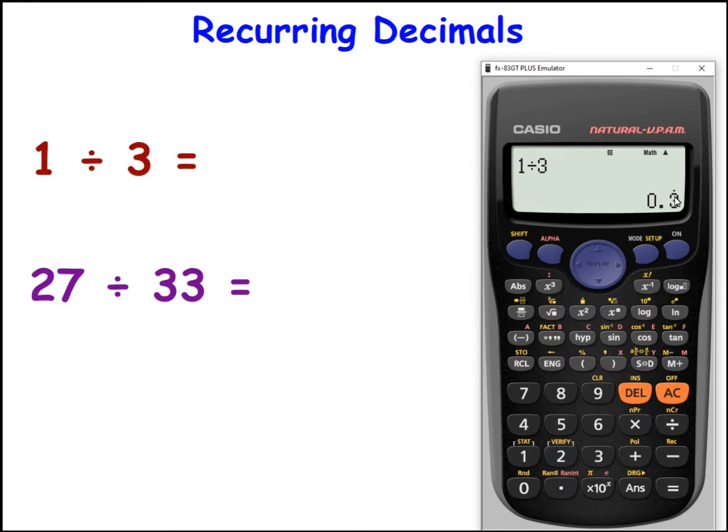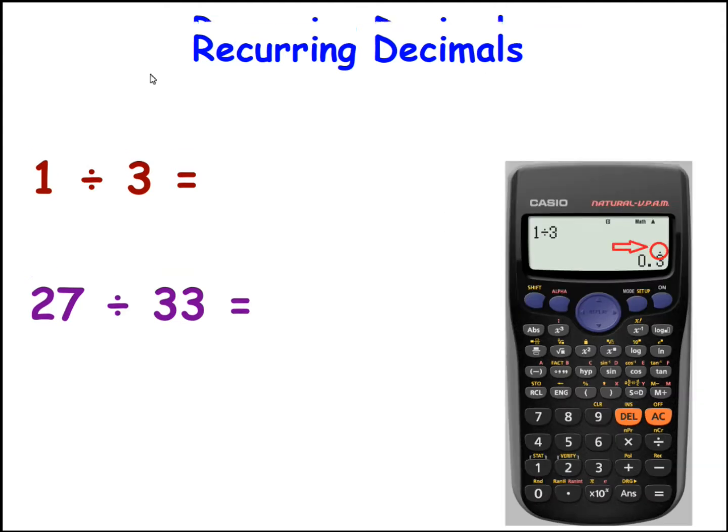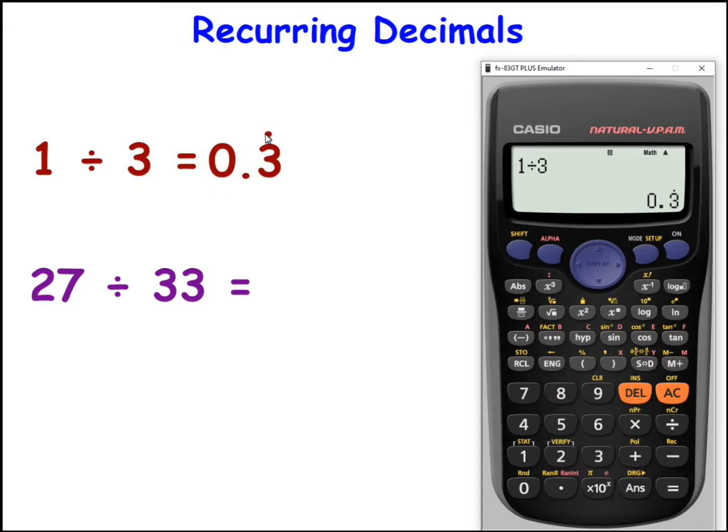If you don't write the dot above the 3, it is a different answer and you will be marked wrong. So you need this little recurring symbol above the 3 to get the correct answer. If you just wrote 0.3 without it, that means something totally different and you would get the answer wrong. Let's have a look at another calculation just to show you again how to read your recurring symbols on your calculator.